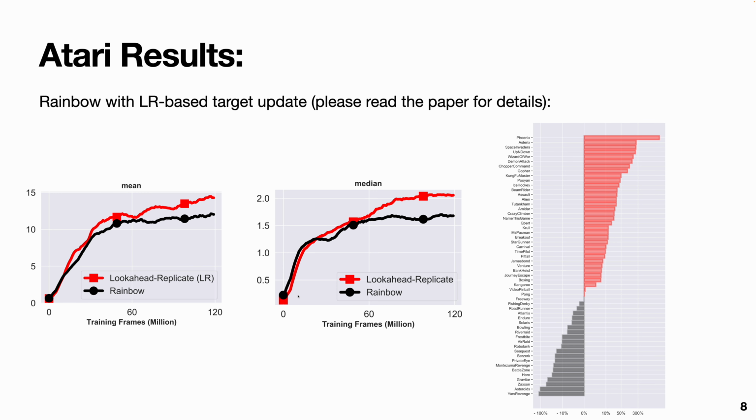We also explore large-scale experiments with LR. In this case, we augment the Rainbow algorithm with the LR-based update to the target network, and we see performance improvements both in terms of mean and median on 55 Atari games. Please take a look at the paper for more context.